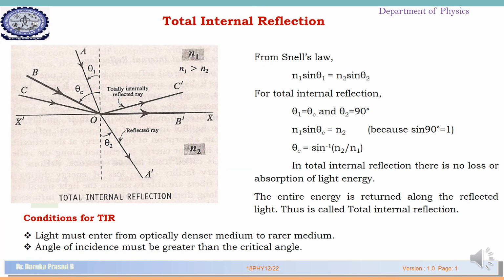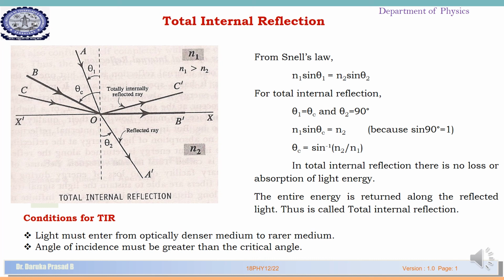Light ray AO incident at O takes the path OA dash with an angle theta 2. Here light is going from denser to rarer because we mentioned N1 is greater than N2. Hence the light ray bends away from the normal, because when it travels from denser to rarer, the velocity will be more in the rarer medium, and hence the refractive index will be less. Because of the increased velocity, light bends more, hence it goes away from the normal. Okay, so this is the case of refraction.